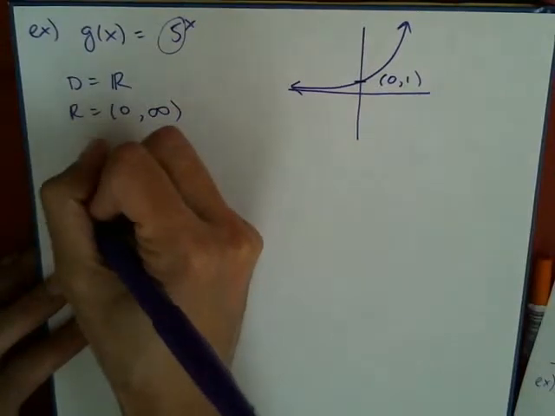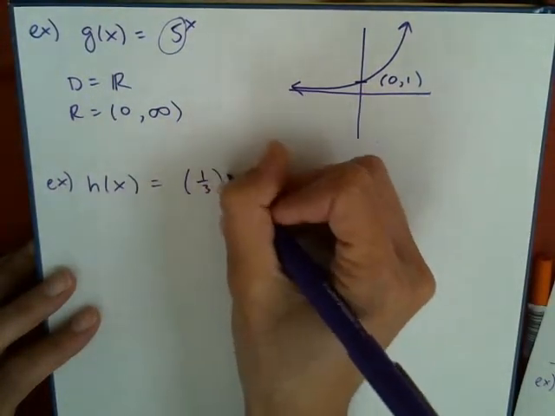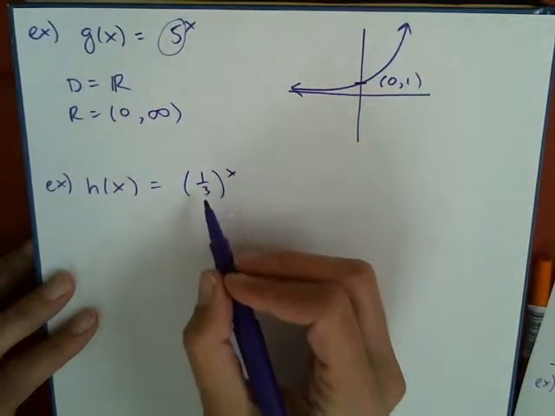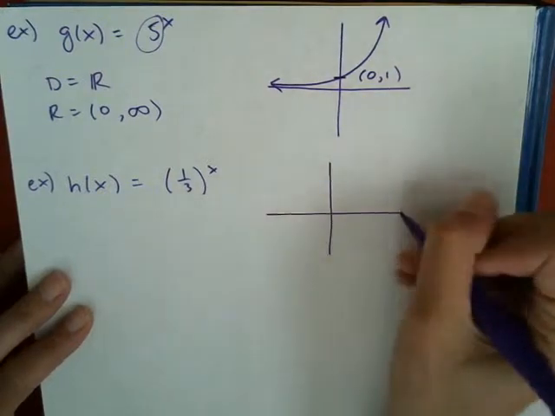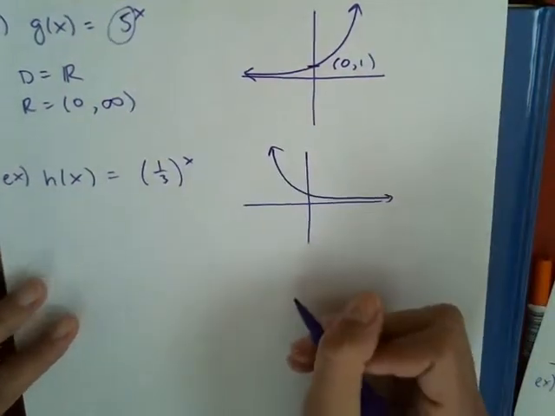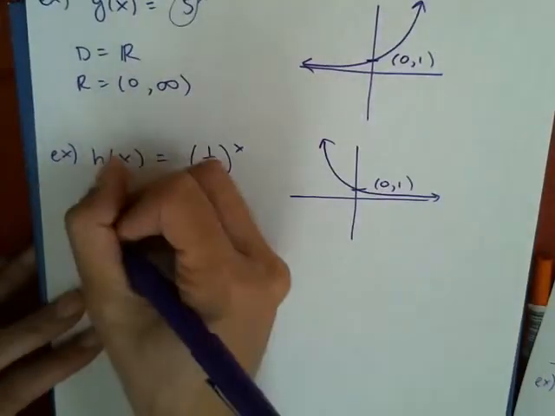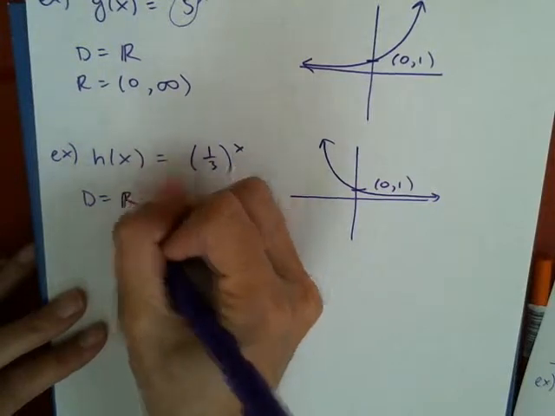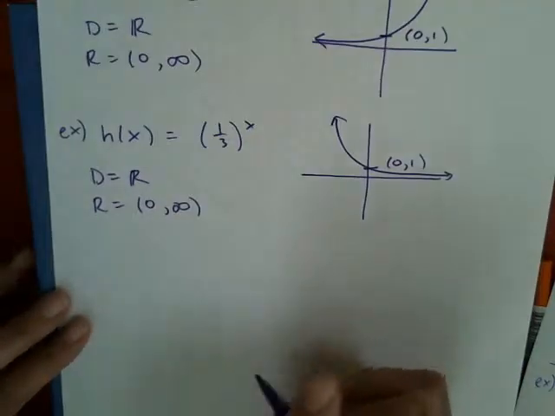If I were to do h of x is equal to 1/3 to the x, now I've got a base that's a fraction less than 1, but I know it's going to have that same shape as the second graph that we did, and it's going to look like this. Same y-intercept, 0, 1, same domain. Aren't these nice? Same range. There are so many common characteristics as you move through.